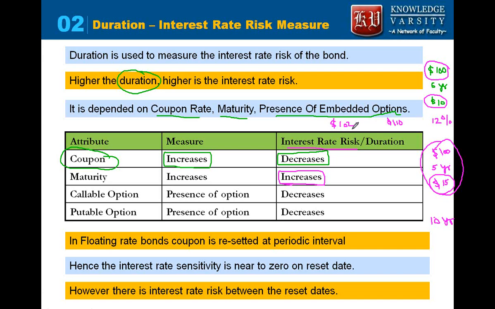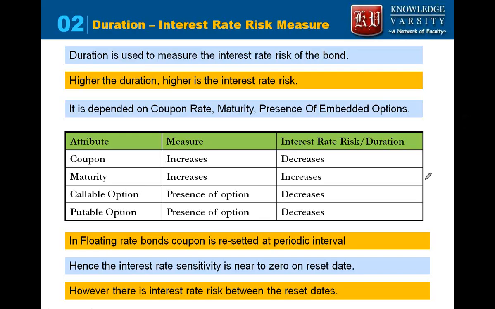So what happens is the risk to the issuer has decreased, or the interest rate risk has decreased. The same can be the case of a puttable bond. If there is a bond puttable at $110, and the price becomes $102, the holder can throw back the bond to the issuer and ask for a refund. So the presence of these options decreases the interest rate risk.